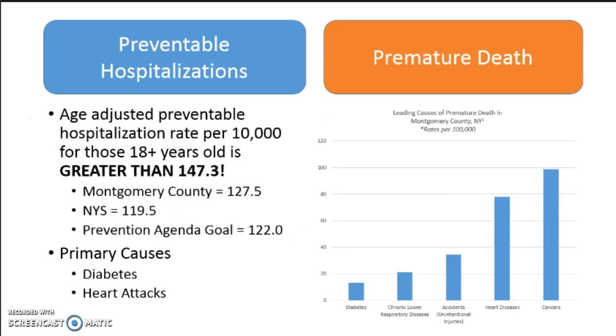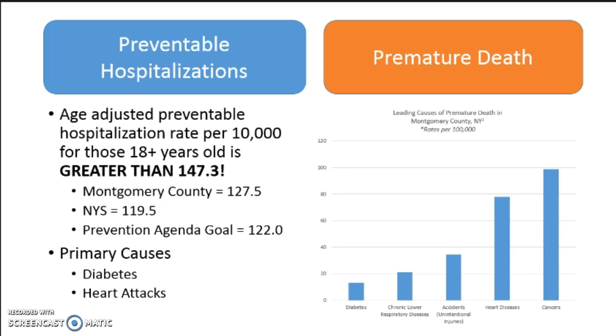The age-adjusted preventable hospitalization rate per 10,000 people over the age of 18 years old in St. Johnsville is greater than 147.3. Now you'll see that this rate is far above the average rates in Montgomery County and New York State, as well as the New York State Department of Health's 2018 Prevention Agenda goal. The primary causes for hospitalizations include short and long-term effects of diabetes and heart attacks.